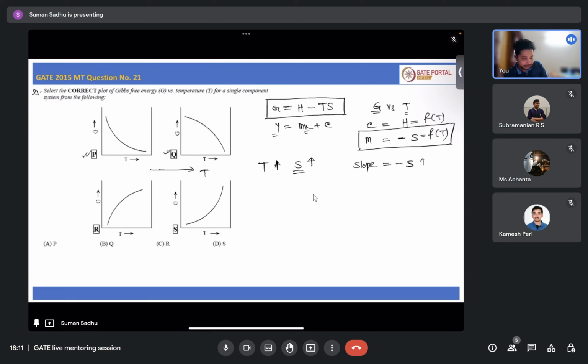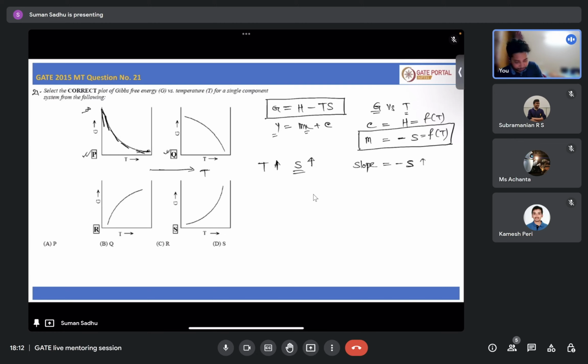S is increasing and slope is negative. So with increasing temperature, your slope will be more negative. Now if you see the option p, in here the slope, where it will touch, will be minus infinity, and then the slope will increase in the positive direction, and it will go to zero somewhere here, right?